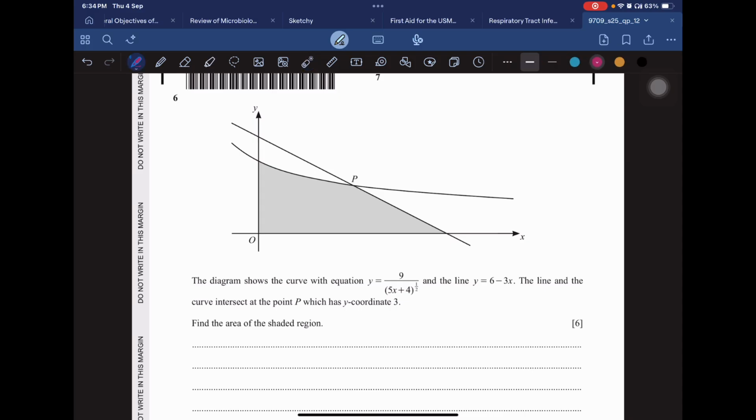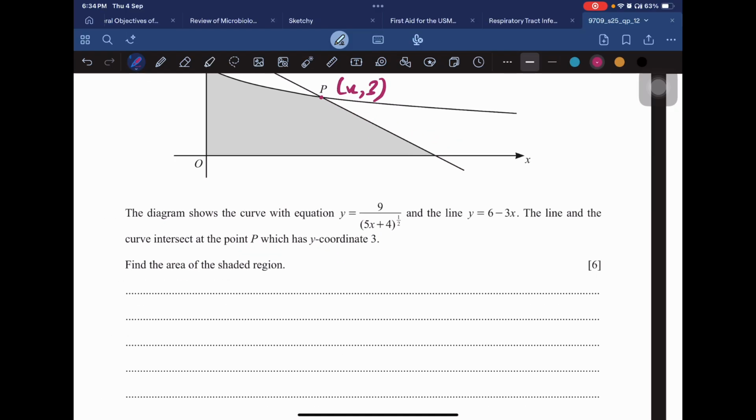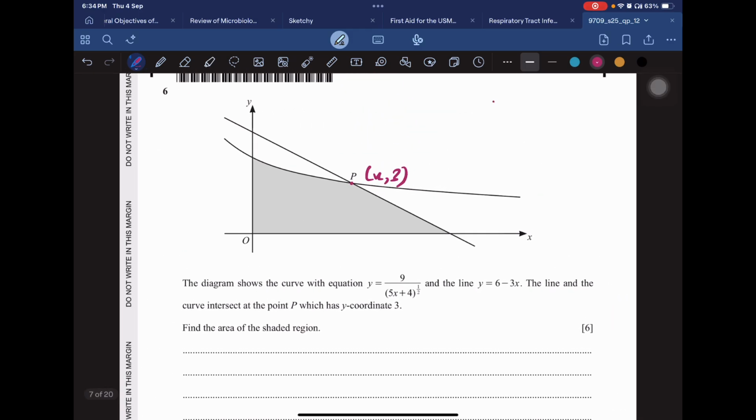So firstly, they've given that the point P has y coordinate 3. So this point has coordinates x comma 3. Now we know that this point lies on the line given. So we can take this equation y equals 6 minus 3x, replace y with 3 and find the value of x. 3x equals 6 minus 3, x equals 3 upon 3, which is 1. That means that P is basically 1 comma 3.